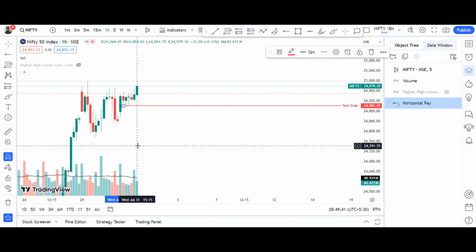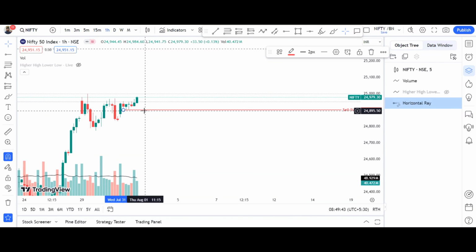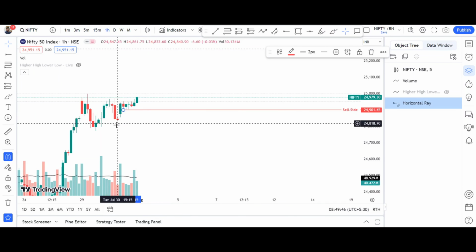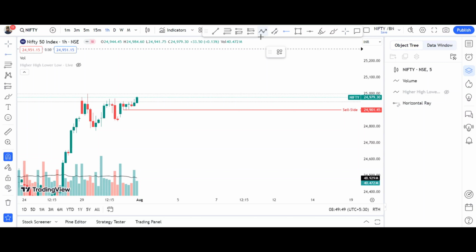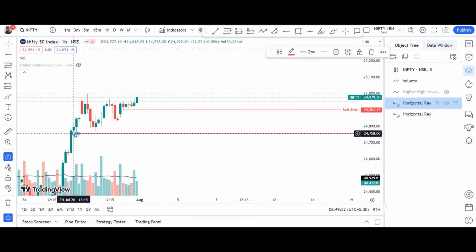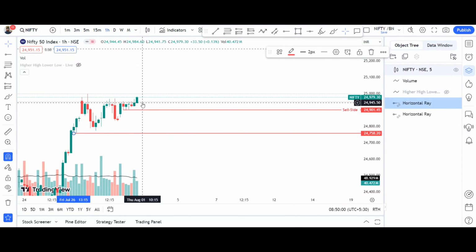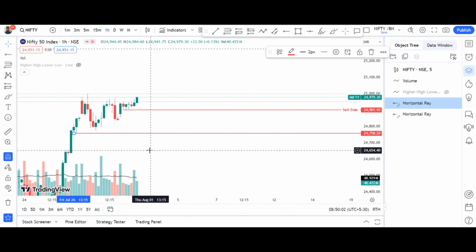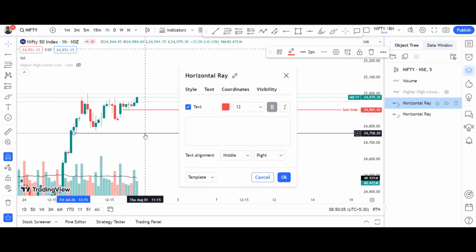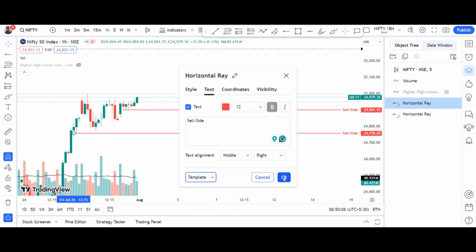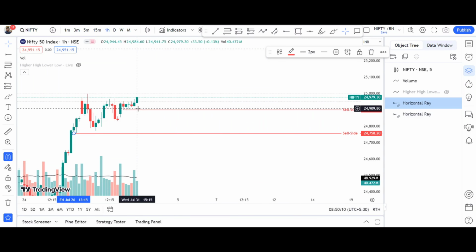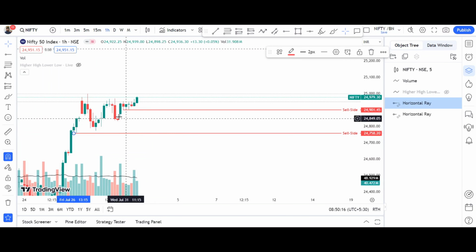The second sell side we can mark: if the market takes this liquidity, it may come to this level also, because some people with a safer mindset may take trades from here only, so they will put their stop loss orders here. So there is liquidity, and the market may come to take these orders also. So we go to the sell side primarily, and if the market sustains below this, we can check for this sell side also.